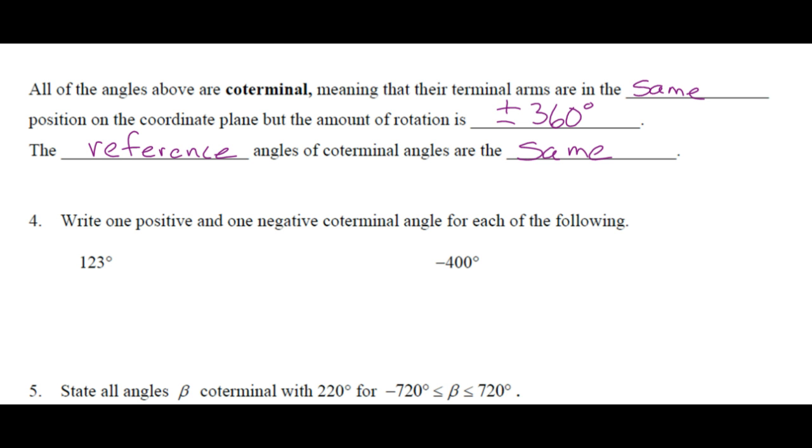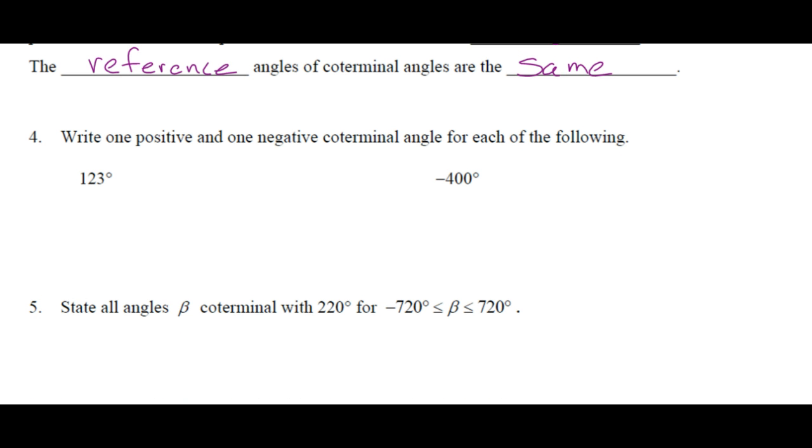Right? One positive and one negative coterminal angle for each of the following. So 123 degrees. What's a positive coterminal angle? What would we do to get it? What would I add? 360. Add 360, right? Just go around the circle one more time. What's that? So 483. And how do I get a negative coterminal angle? Subtract 360 degrees. It's a little harder than adding. What's that, 237 or something? So it'll be negative 237 degrees. I mean, you have calculators, so by all means use your calculator.